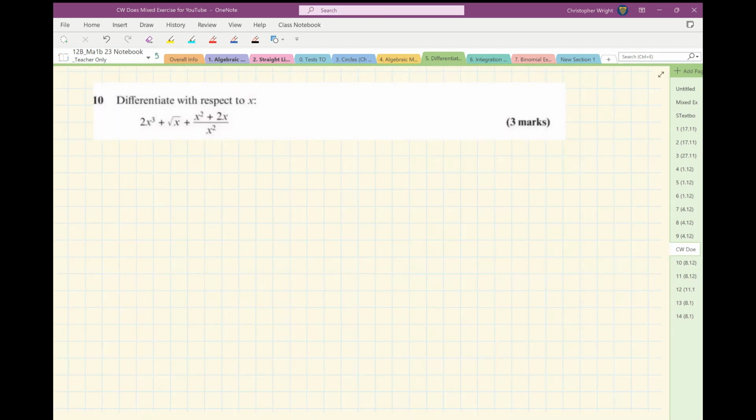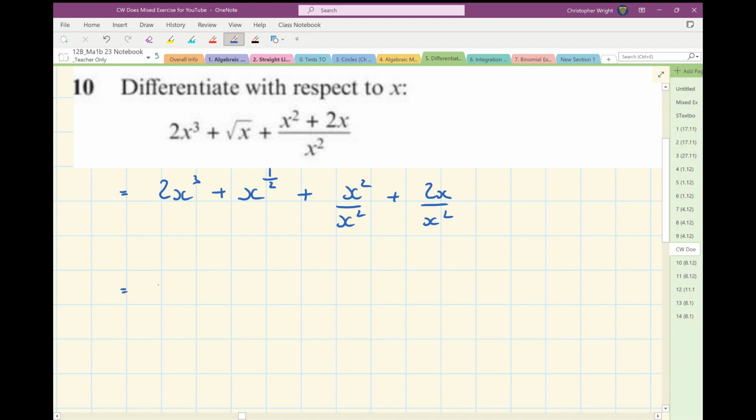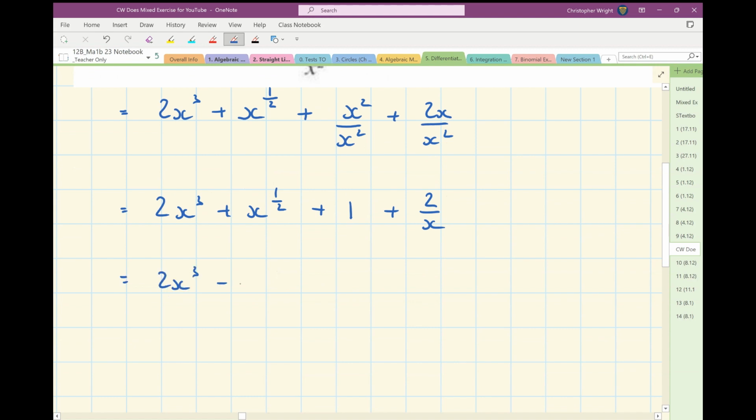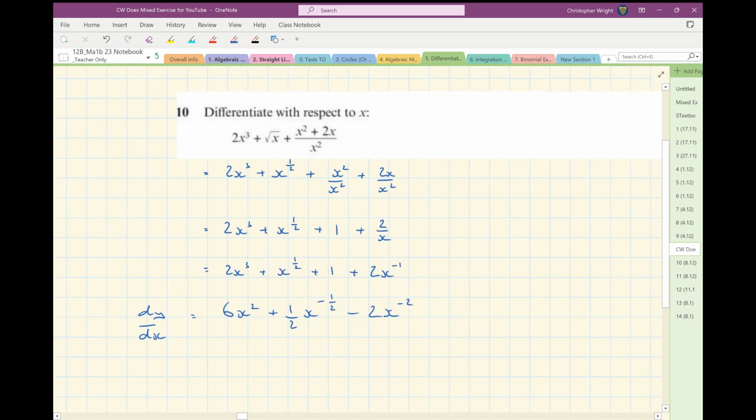Question 10. I have to differentiate this expression with respect to x. So let's rewrite this expression, making sure that it's all going to be straightforward to differentiate. So I'll write that as x to the power of a half. I'm going to split this fraction, so it's going to be x squared over x squared plus 2x over x squared. I can simplify that further, of course. 2x cubed plus x to the power of a half plus 1 plus, that's going to be 2 over x, isn't it? Okay, so I'm going to write that out again. 2 over x, that's 2 times x to the power of minus 1. Now, it's very easy to differentiate. So my differentiated function will be 6x squared plus a half x to the minus a half, 1 differentiates to nothing, minus 2x to the power of minus 2. So there is my answer to number 10.